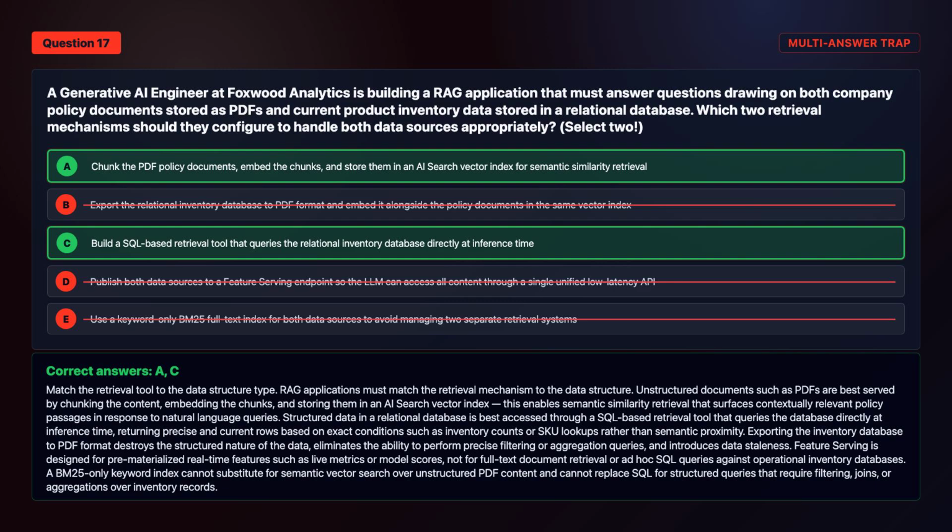than semantic proximity. Exporting the inventory database to PDF format destroys the structured nature of the data, eliminates the ability to perform precise filtering or aggregation queries, and introduces data staleness. Feature serving is designed for pre-materialized real-time features, such as live metrics or model scores, not for full-text document retrieval or ad hoc SQL queries against operational inventory databases. A BM25-only keyword index cannot substitute for semantic vector search over unstructured PDF content, and cannot replace SQL for structured queries that require filtering, joins, or aggregations over inventory records.